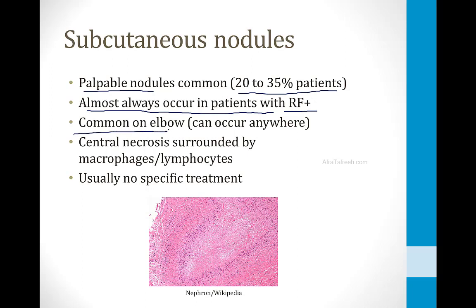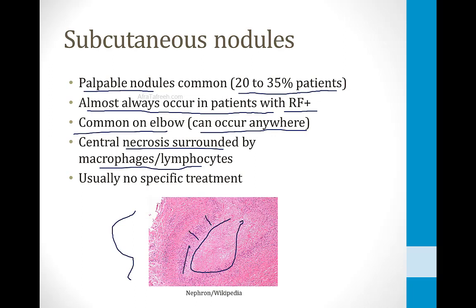They're common on the elbow, although they can occur anywhere, and the pathology consists of central necrosis surrounded by palisades of macrophages and lymphocytes. This is a picture of a biopsy slide here. You can see there's central necrosis in the middle, and there are these palisading lymphocytes and macrophages here surrounding the central area of necrosis. And usually they require no specific treatment other than treating rheumatoid arthritis in general. Occasionally they have to be removed surgically if they're very large.